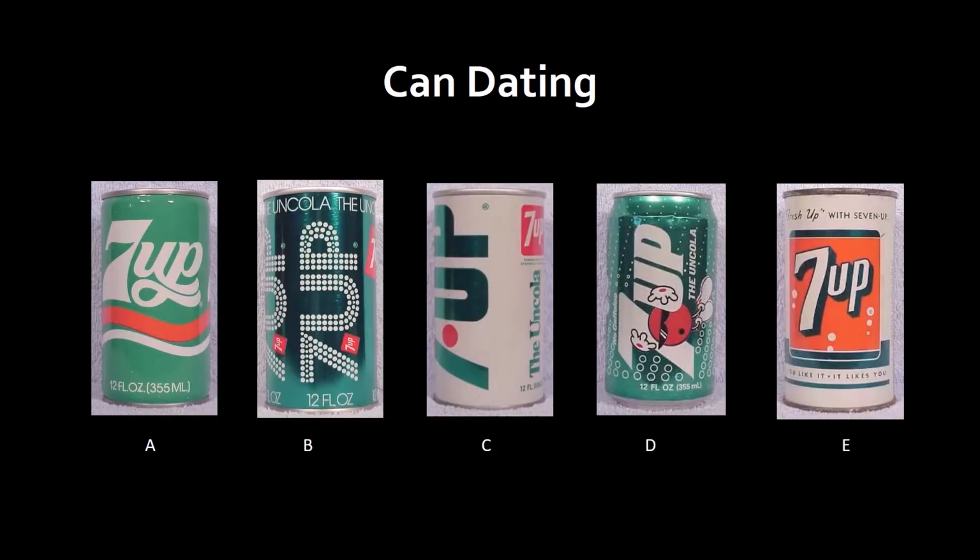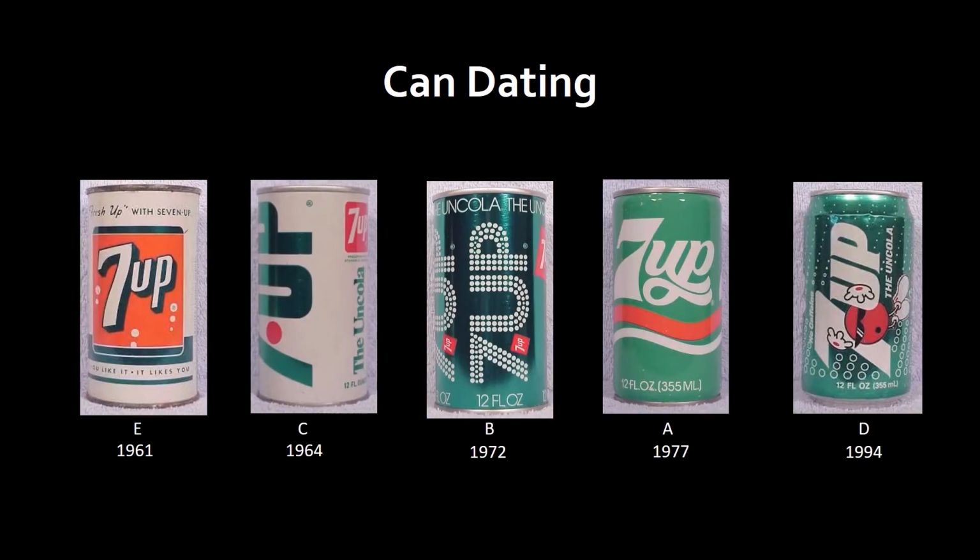So here's a little can dating exercise. If you take out a piece of paper and a pen, take a few minutes to put these in order from the oldest to the most recent. Okay, here are the cans with their corresponding dates.